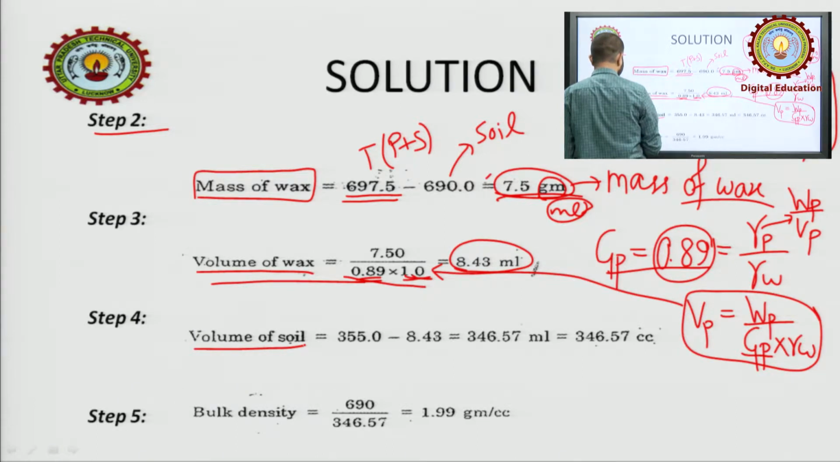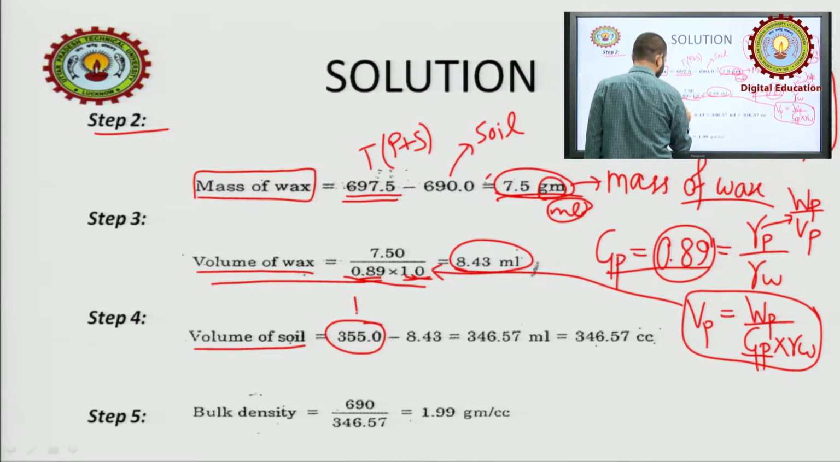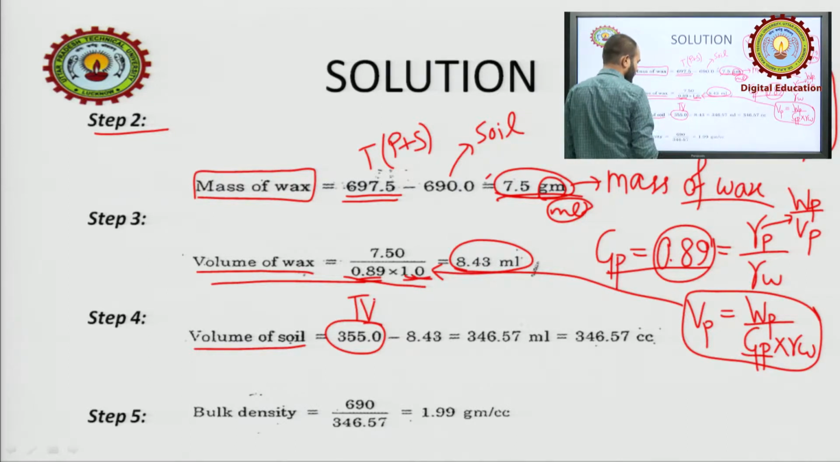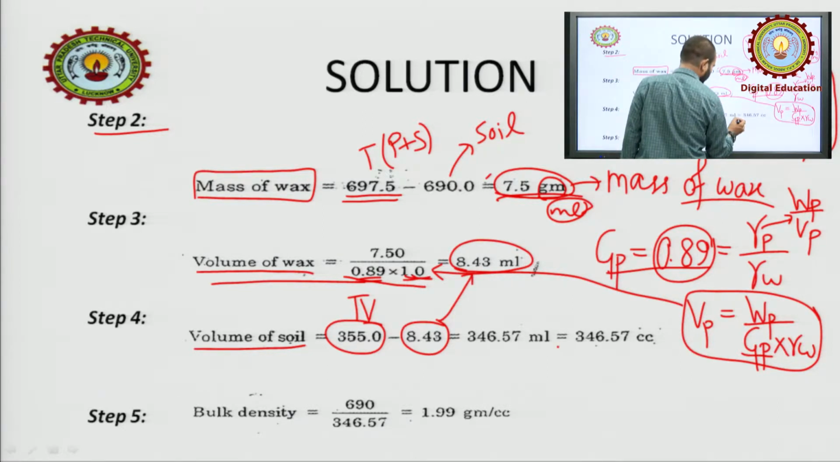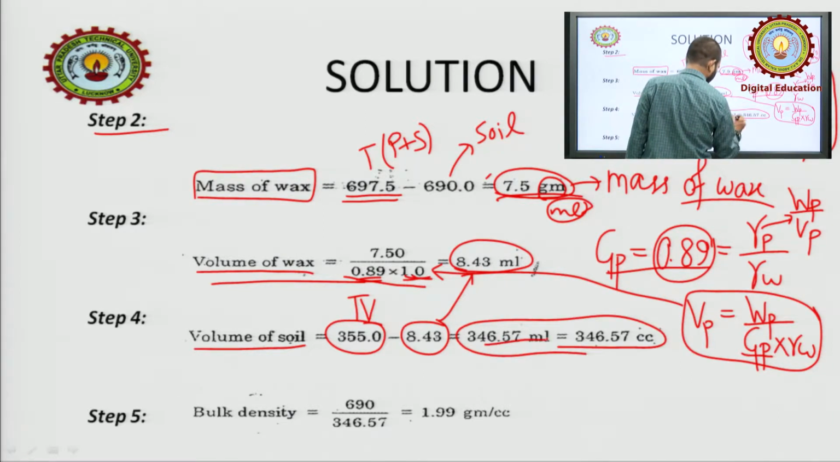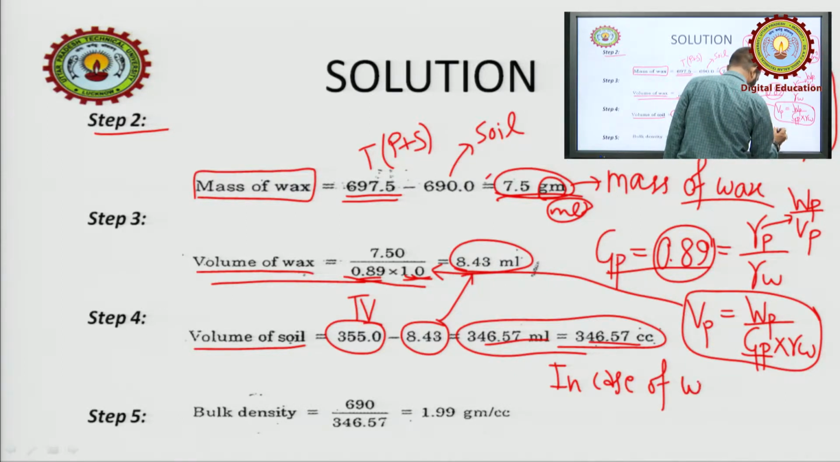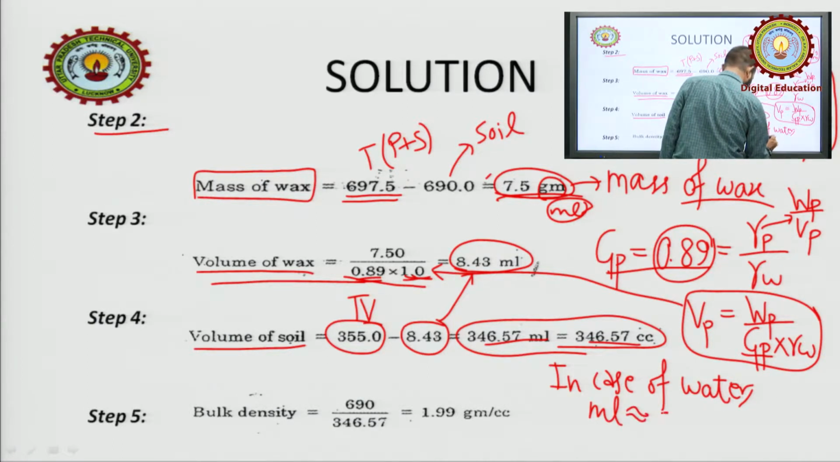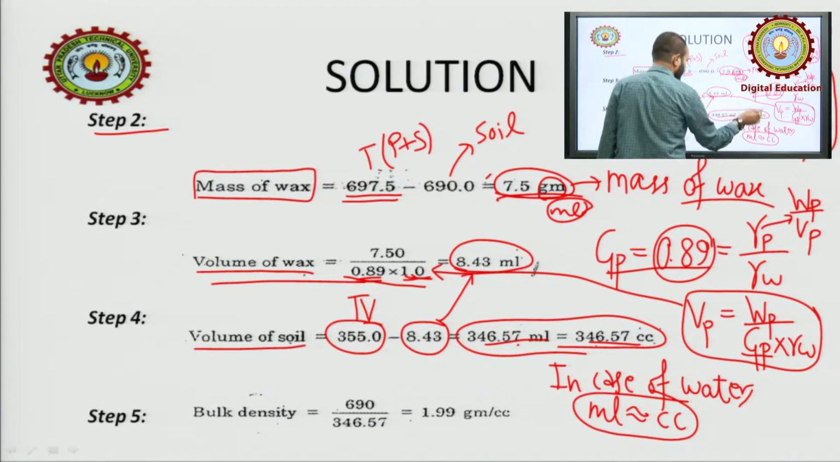Then let us move on to the next step, that is the volume of soil. How will we get the volume of soil? This is very easy, because when we immerse this in the water, we found this was the total volume. Now the volume of wax has been calculated here. So if we subtract them, we will get the volume of soil. You can see ml and cc are equal. Remember, in case of water, ml is approximately equal to cc. So we directly wrote them from here to there.